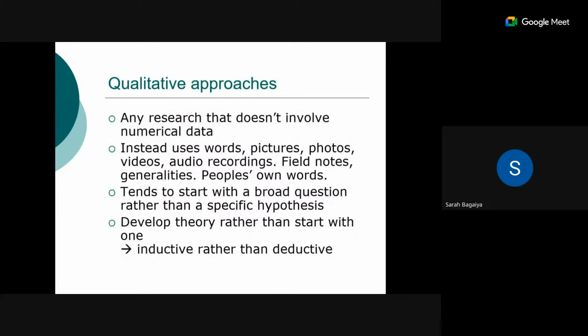Qualitative approaches. Any research that does not involve numerical data is a qualitative approach. It uses words, pictures, photos, videos, audio recordings, field notes, generalities, people's own words. Qualitative approaches tend to start with a broad question rather than a specific hypothesis. They develop theory rather than start with one. They're usually inductive rather than deductive.